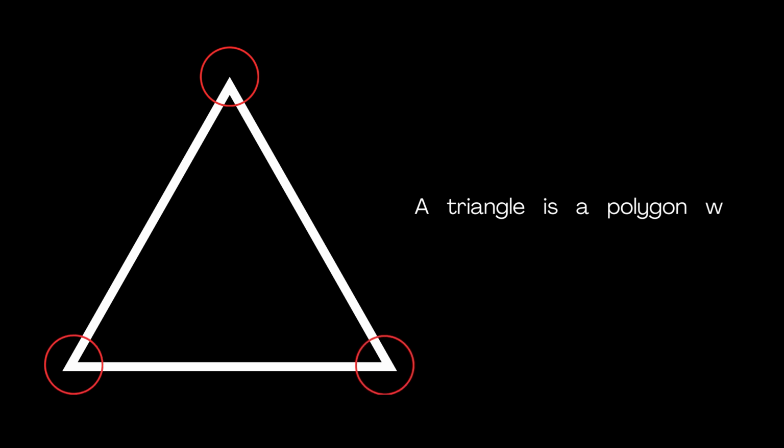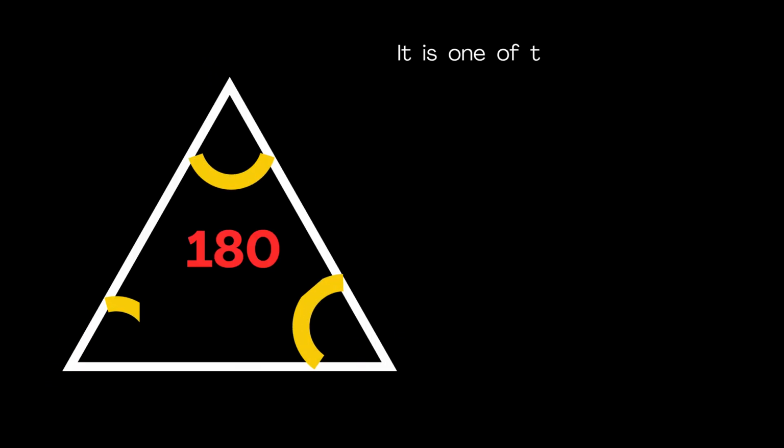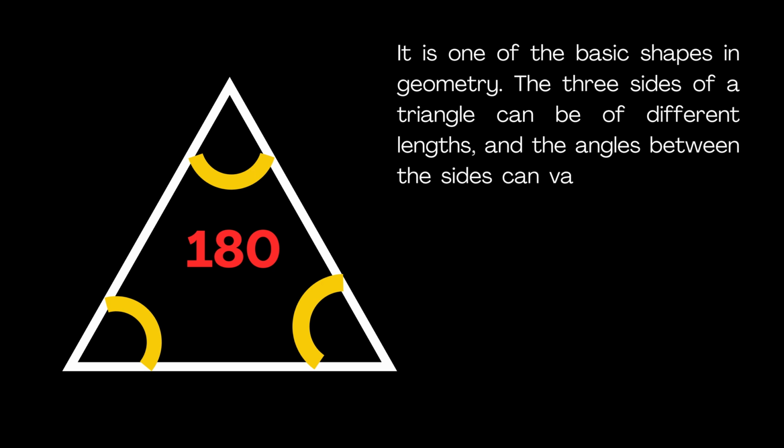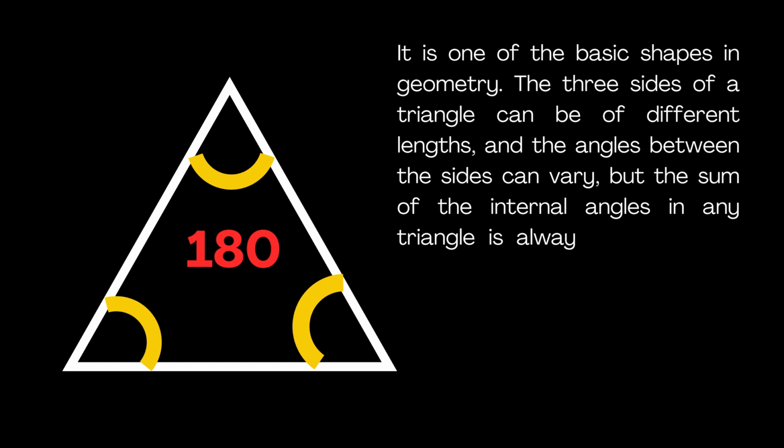A triangle is a polygon with 3 edges and 3 vertices. It is one of the basic shapes in geometry. The 3 sides of a triangle can be of different lengths, and the angles between the sides can vary, but the sum of the internal angles in any triangle is always 180 degrees.